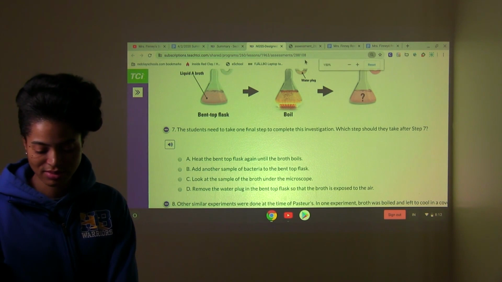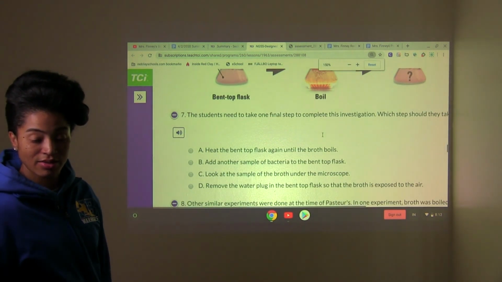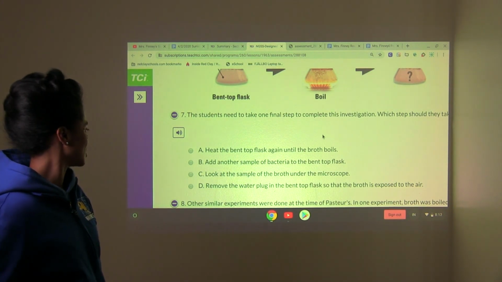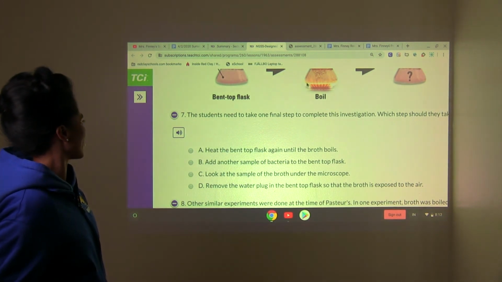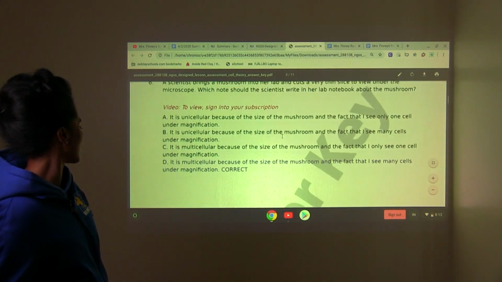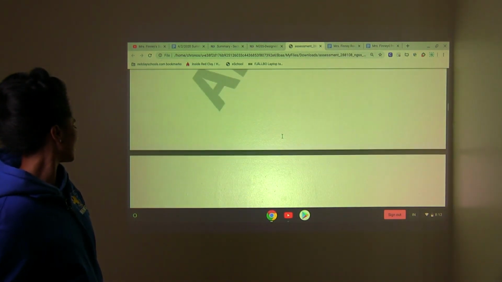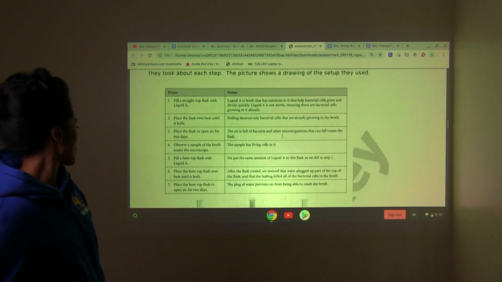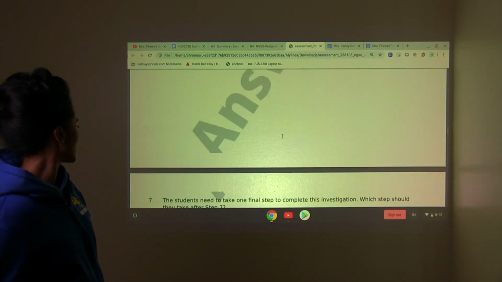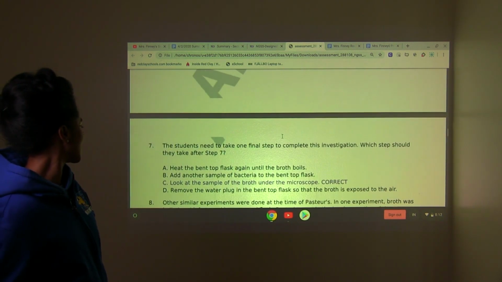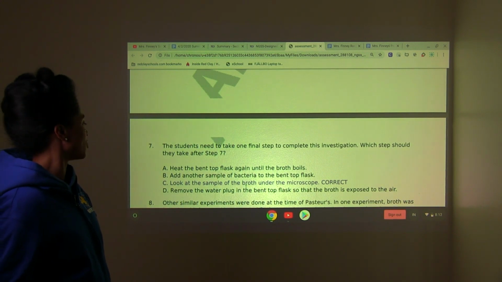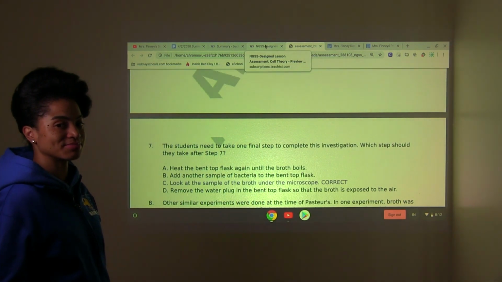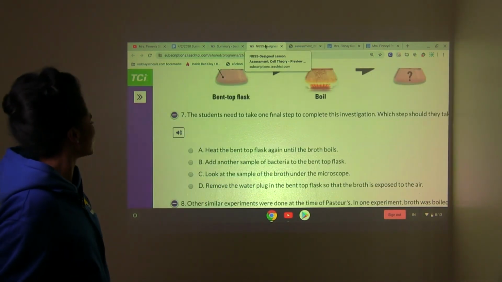All right, let's take a look. You made your selection? A, B, C, or D? Which of the 4 choices? All right, let's take a look. Number 7. C, look at the sample of the broth under the microscope. Hope you picked that one. Good job. If not, just make your correction.